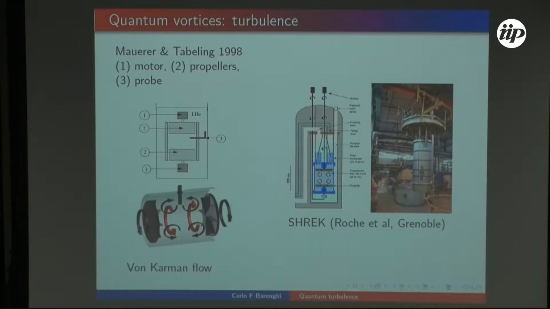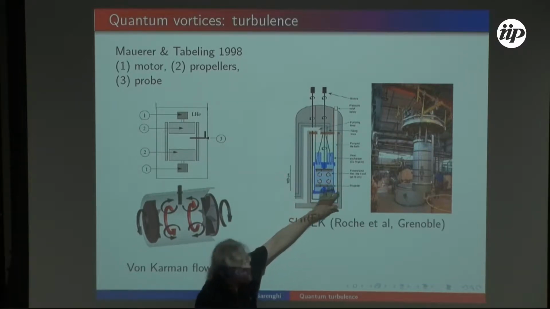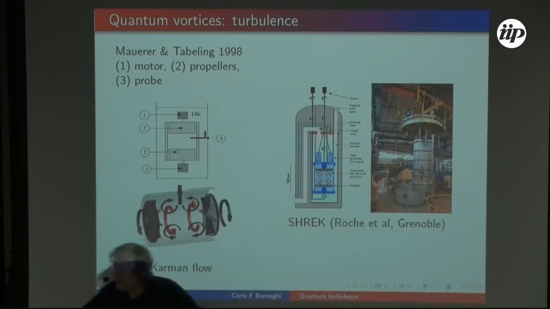So you see on the left, for example, a box. This box was about 10 centimeters big. It contains liquid helium with 2 counter-rotating propellers producing some kind of turbulent flow. And a much bigger version of that exists now in Grenoble. This is almost 1 meter wide. So the cooling power required to operate it is immense.